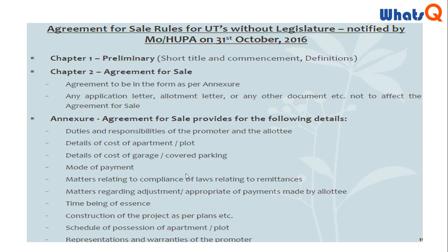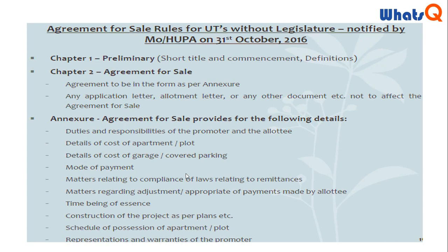Then there is the mode of payment, how the payment will be made under the agreement for sale. And the matter relating to compliance of law relating to remittances, and matters regarding adjustment or appropriation of payment made by the allottee, time being of the essence, and construction of the project as per plans etc. Schedule of possession of the apartment: he should also provide the date by which he will make delivery of the project, and then there are the representations and warranties of the promoters.